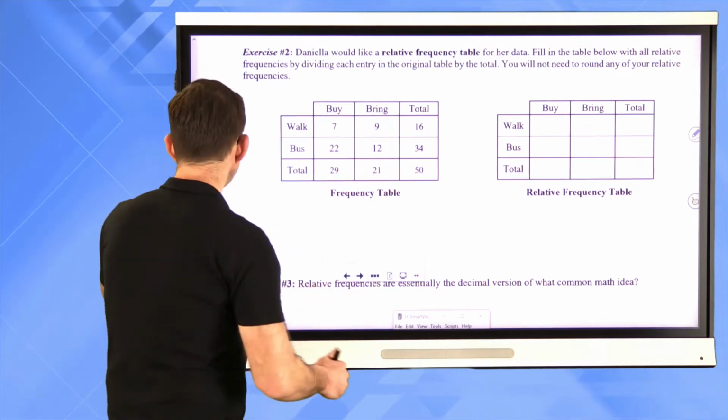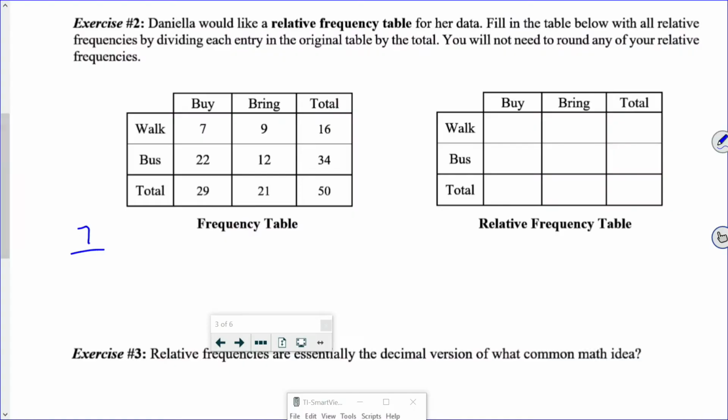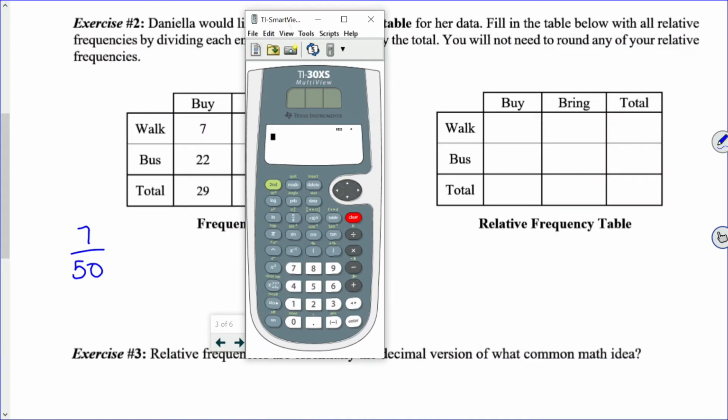So literally, I'm going to take 7 and divide it by 50. I can do that on my calculator, and I want this as a decimal. I'll just do 7 divided by 50. That's 0.14. Then I want 22 divided by 50. Because 50 is such a nice denominator, we're not going to have to round whatsoever, and I get 0.44.